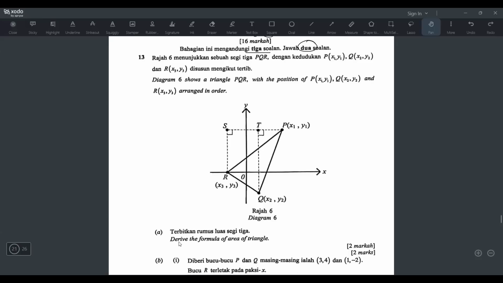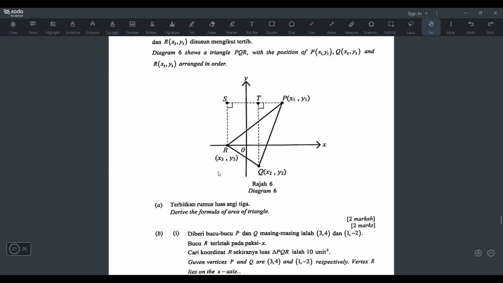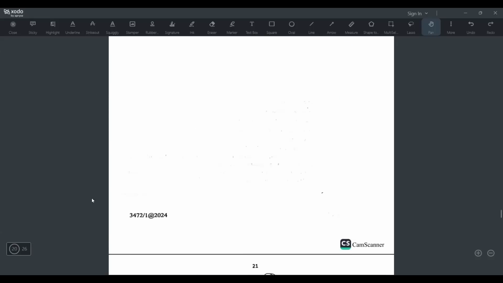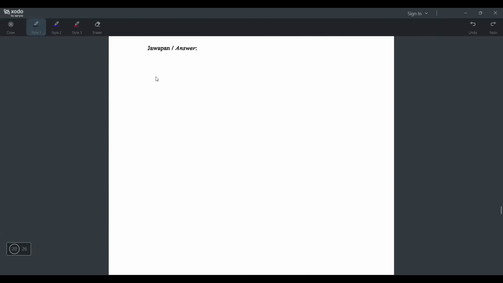Okay, so A says derive the formula for area of triangle. Okay, first of all, we need to know the area of triangle formula, right? So let's write down the area of triangle formula. Okay, I use this space right up here. So the area of triangle formula is actually, okay. Oh, by the way, which chapter is this? Area of triangle. Okay, which chapter is this? Coordinate geometry. Form 4 chapter, coordinate geometry, right? And you learn about coordinates in this chapter.